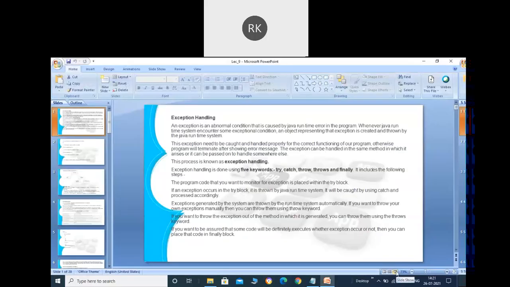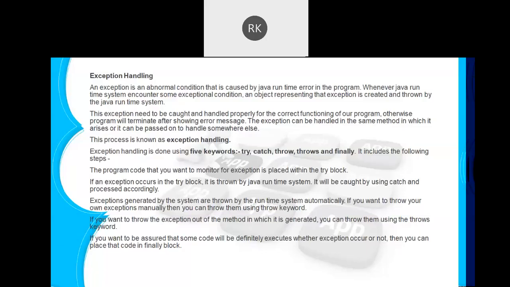So now let's start with something known as exception handling. Before handling the exception, we should know what actually the meaning of exception is. You can consider it a type of error, but there is a difference between error and exception. An exception is an abnormal condition caused by a Java runtime error in the program. For example, we are using an array that can hold 10 integers, and within that array you are trying to store 15 integers. That is obviously an abnormal condition, and that will be an exception here.